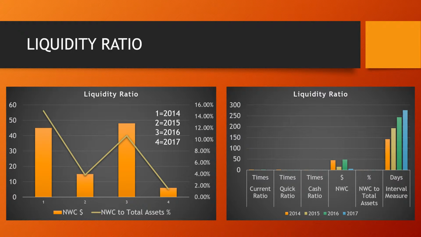Liquidity ratio. It is a financial ratio that indicates whether the company's current assets will be sufficient to meet the company's obligations and also to meet unexpected need for cash. Here, the graph on the right shows the change in all the liquidity ratios from the year 2014 to 2017, where the left-hand graph gives an idea that the NWC in the year 2016 is the highest, while in 2017 it is the lowest. Then for company NWC to total assets, we can see that it has more than 50% in 2014, which drops to less than 2% in 2017.